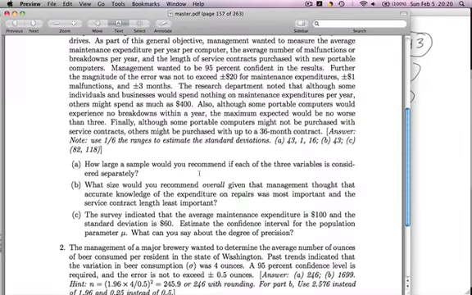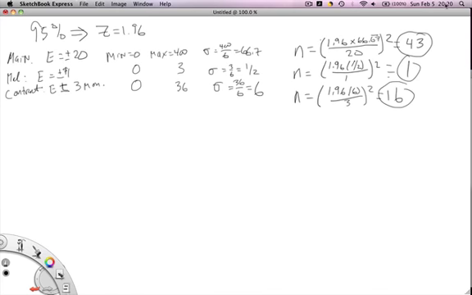Part B, what sample size would you recommend overall, given the management thought that the expenditures and repairs were the most important? Well, you want to use a sample of 43. And the reason for that is that if you use 43, you should achieve your margin of error on the maintenance. You only need a sample of one on the malfunction, so you're going to be way over what you need on that. Likewise, you'll be way over on the maintenance contract.